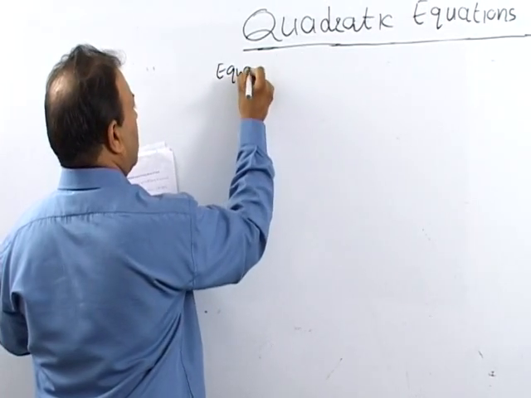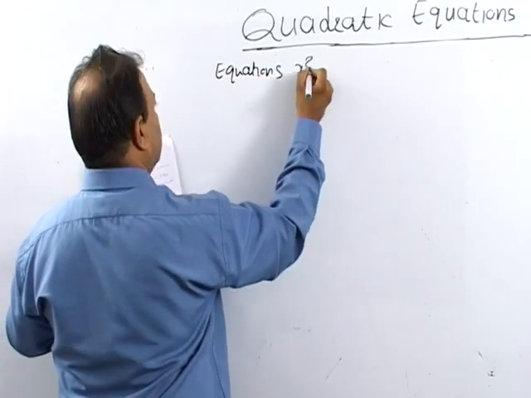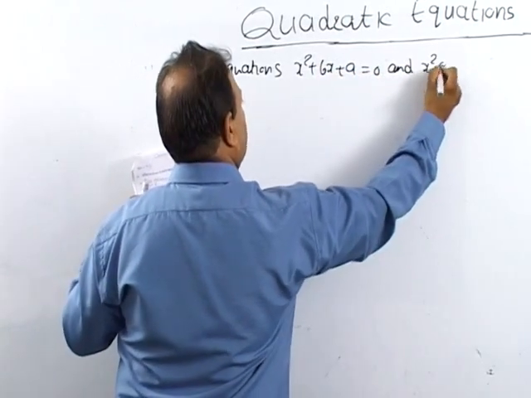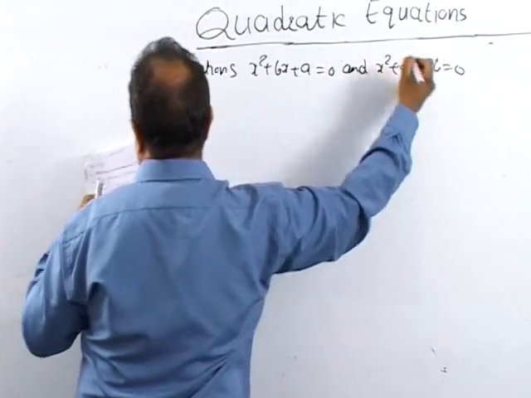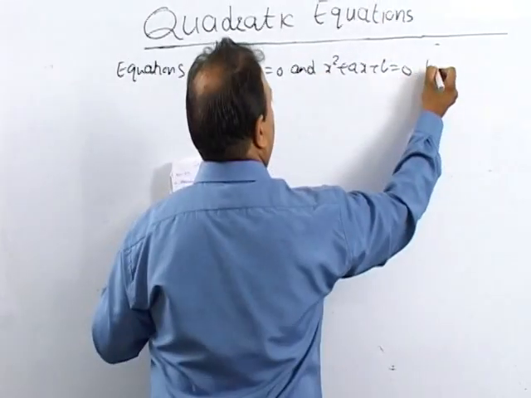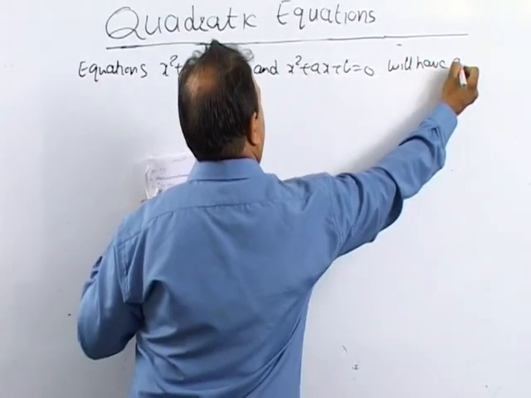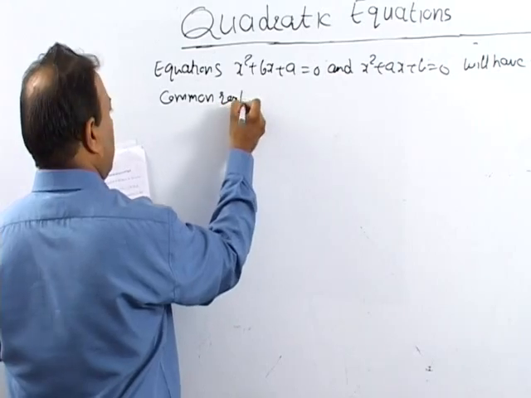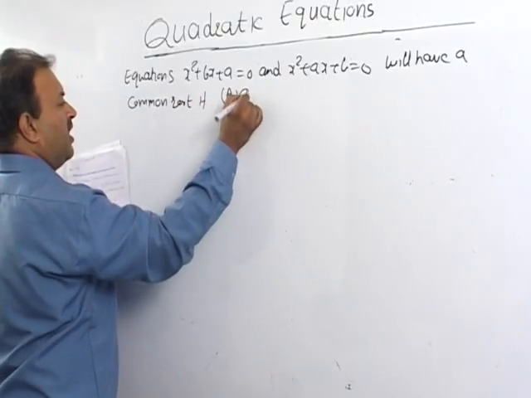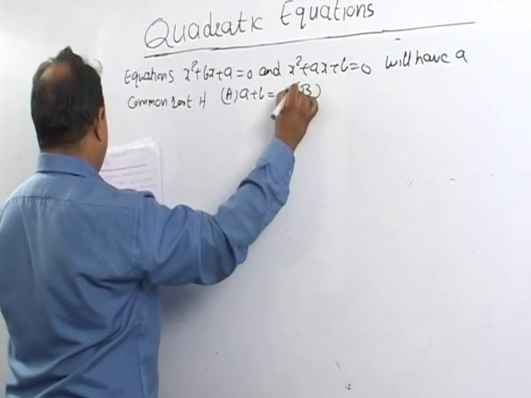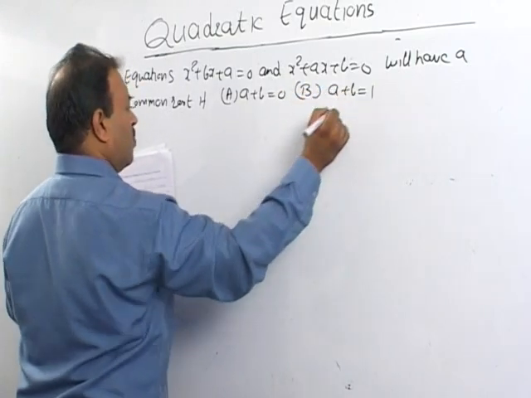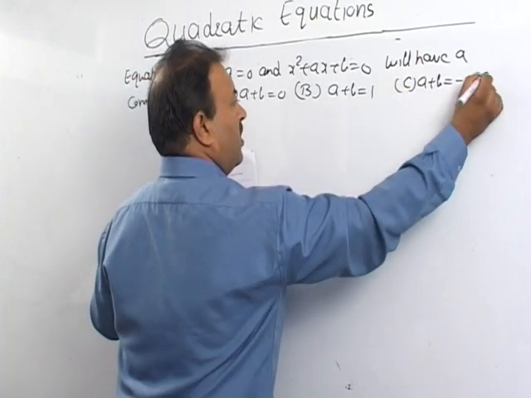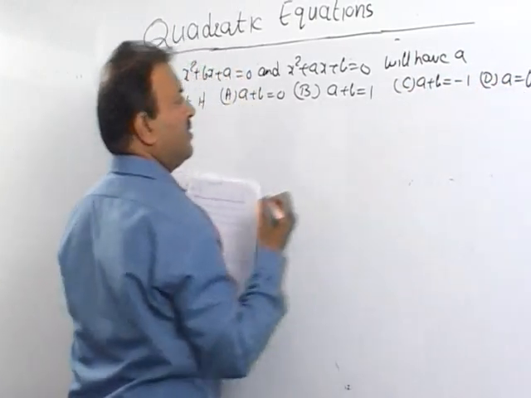Equations x square plus bx plus a is equal to 0 and x square plus ax plus b is equal to 0 will have a common root if. A option is a plus b is equal to 0, B option is a plus b is equal to 1, C option we have been given a plus b is equal to minus 1, and D option is a is equal to.